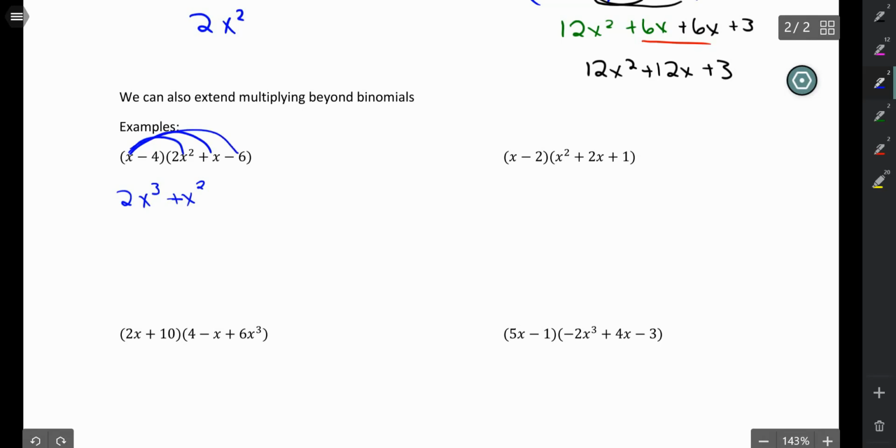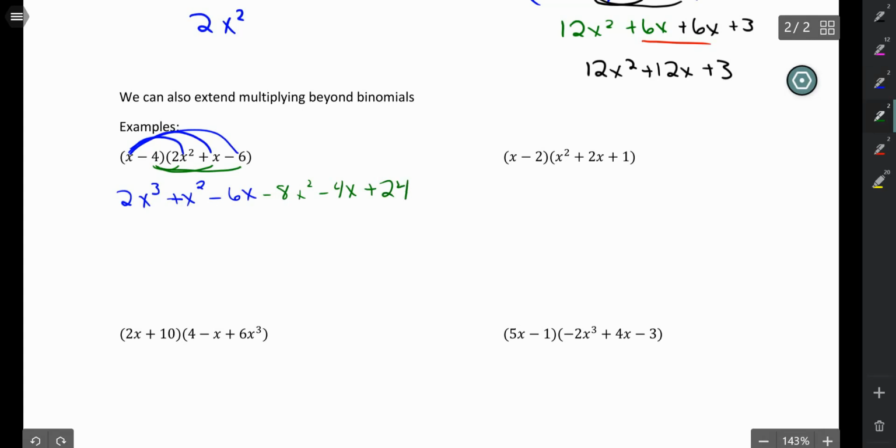X times 6 gives me negative 6x. And double, negative 4 times 2x squared gives me negative 8x squared. Negative 4 times x gives me negative 4x. And negative 4 times negative 6 gives me positive 24.